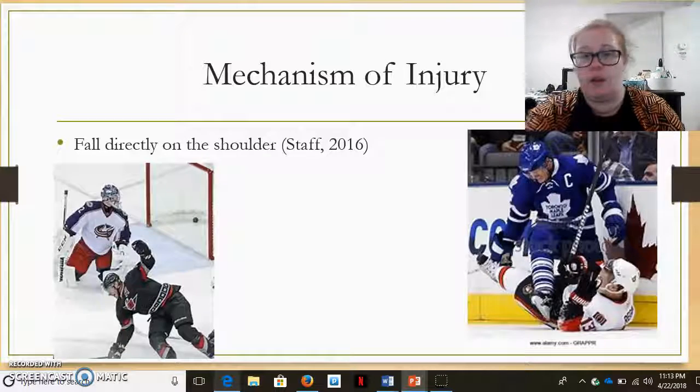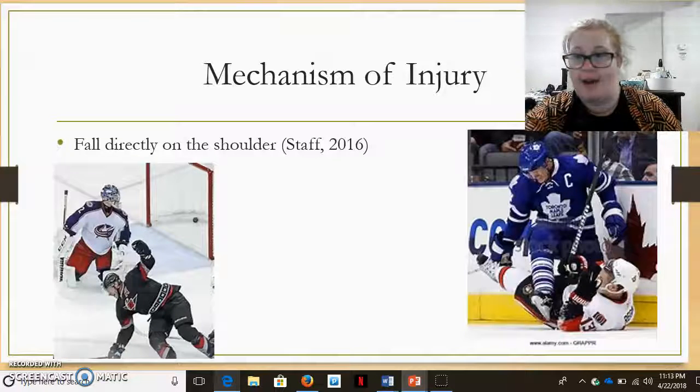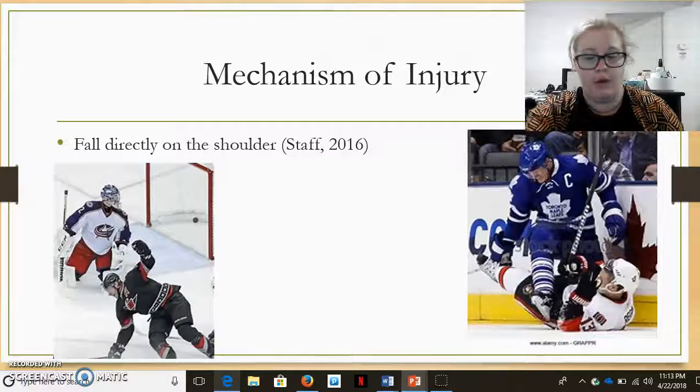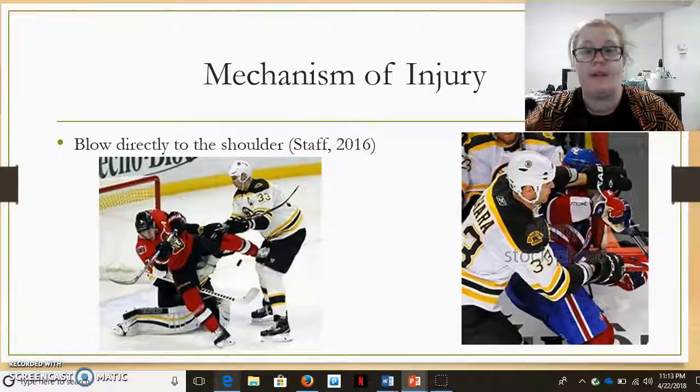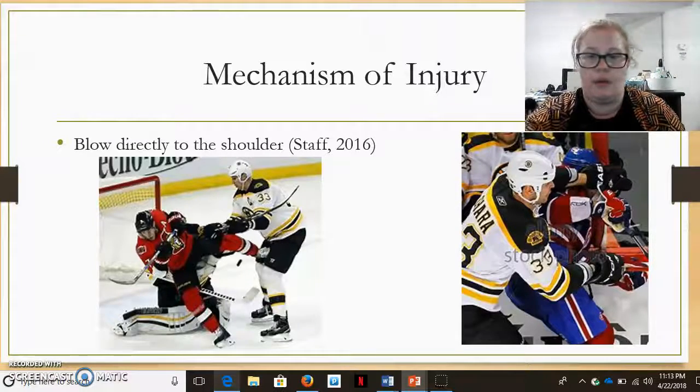One way this injury occurs is a fall directly on the shoulder, which is very common in hockey. You may trip on the ice, or another player may trip you. It just depends on what's going on in the game. The second way this could happen is a blow directly to the shoulder, which, with violent behavior, is also a very common way for this injury to happen.